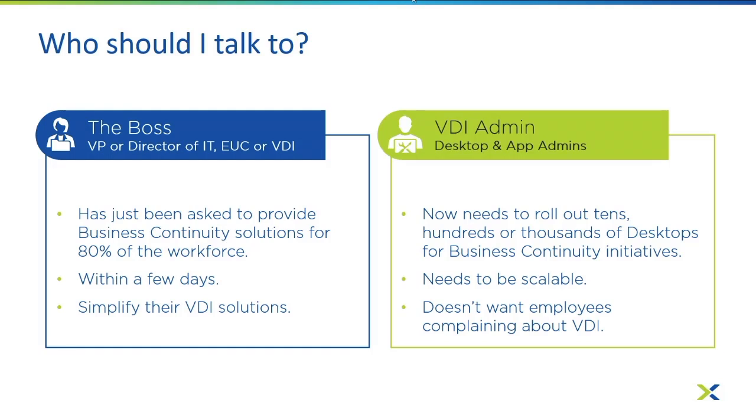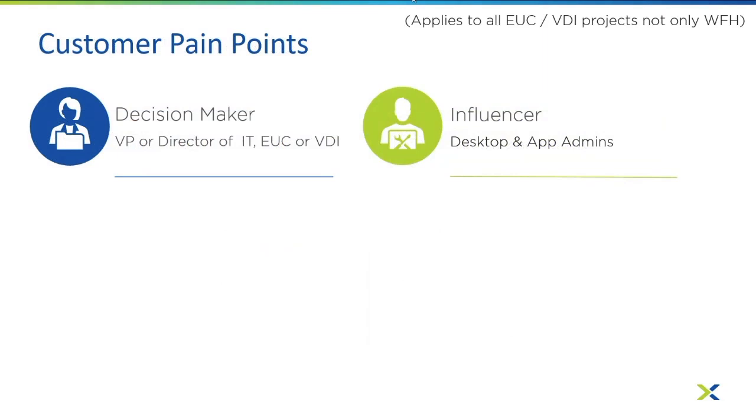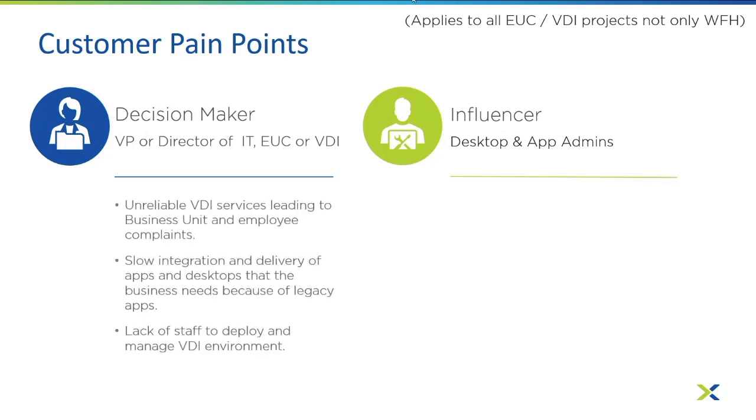They also don't want their employees complaining about the VDI solutions or the EUC solutions. Some of the pain points that these guys are going through. So again, differentiation between the decision makers, so the VPs, and the influencers or the desktop admins, application admins. So the pain points that they're going to be confronted with would be unreliable VDI services leading to employee complaints, slow integration, slow delivery of those applications and desktops, lack of staff to be able to manage those VDI deployments, those VDI environments. So again, some of the pain points that the decision makers are confronted with.